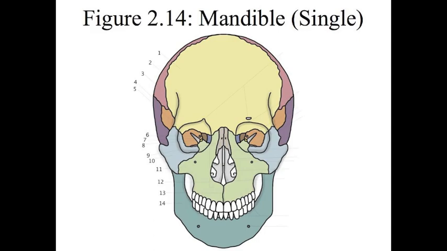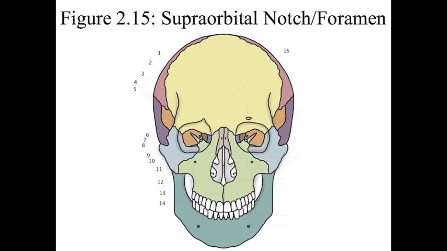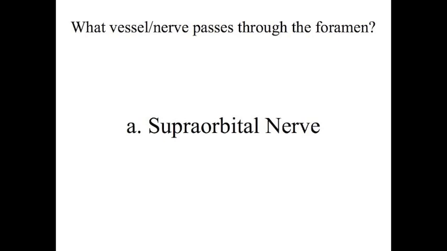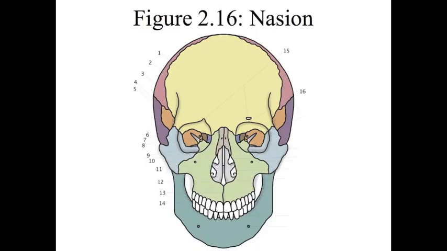Number 14 is the mandible. It's your jaw. It's a single bone on the skull and the only bone that's movable. Number 15 is the supraorbital notch or foramen. In this image, I've drawn both of the variations. There's a nerve that passes through this foramen or notch, and it's called the supraorbital nerve.